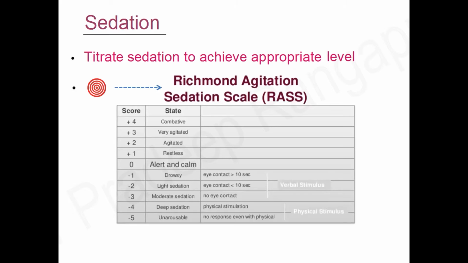For that, we use a score called the Richmond Agitation Sedation Score. This is a reasonably accepted score. As you see, it is scored from 0 to +4 and 0 to -5. So 0 is what we aim for, because anything above that, the patient is restless, agitated, very agitated, combative. And below 0, it will be drowsy, light sedation, moderate, deep sedation, and unarousable. So we ideally prefer 0 to -1, which would be reasonable in most cases. Ideally we want 0, where the patient is alert, calm, oriented and coherent.